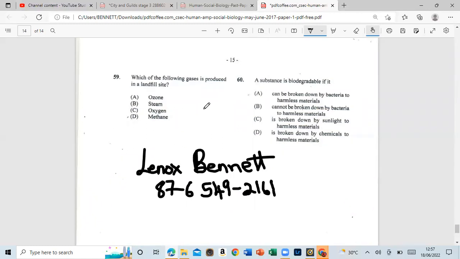59. Which of the following gases is produced in a landfill site? Ozone, steam, oxygen, or methane? And that will be methane.